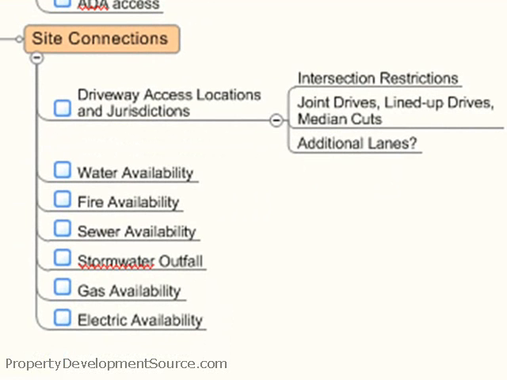From there we go to site connections, which include your driveway locations, water availability. Some places actually fire is separate. In most places it's not. Your sewer availability. Stormwater outfall. That means when it rains on your site, where does that stormwater leave the site? You need to know where that is, and then know where it's going to be in the proposed condition if it's going to be different.